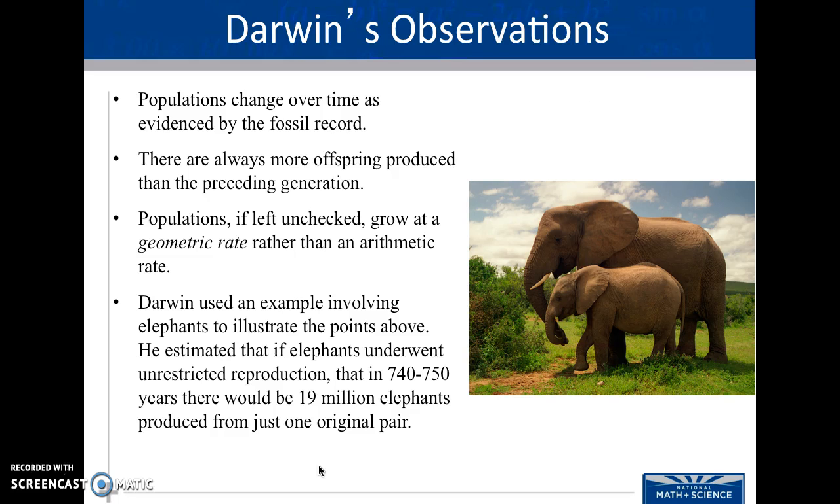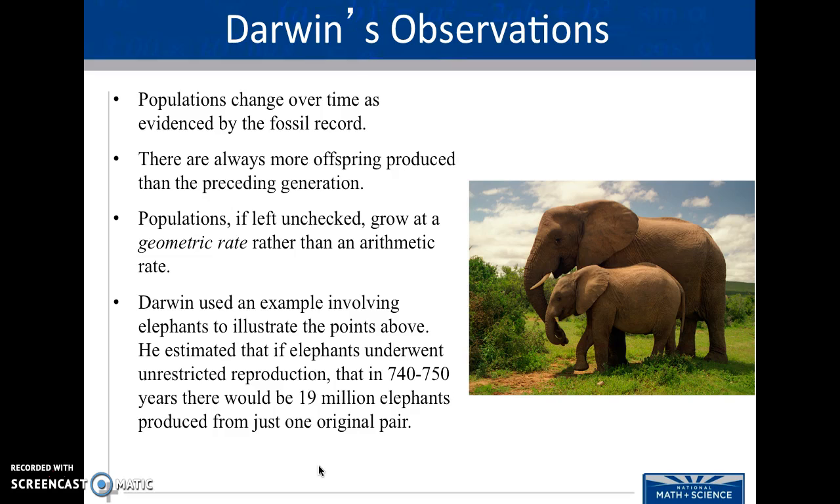These were Darwin's observations that we should know. Populations change over time because we can observe this through the fossil record. We can see that there are similar species, but they look slightly different and they are different aged fossils. There are always more offspring produced than the preceding generation, aka populations are always growing. They will reach a cap when they hit their carrying capacity. Populations, if left unchecked, grow at a geometric rate rather than an arithmetic rate. Basically, they will grow exponentially instead of logistically. Think back to what we learned about population growth.